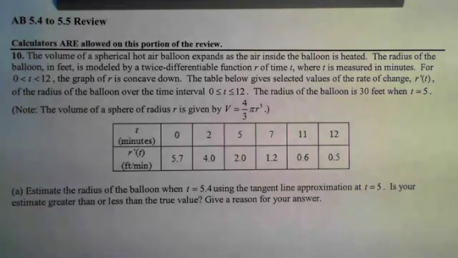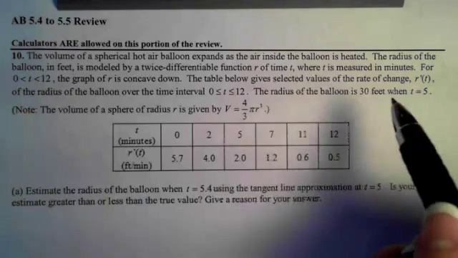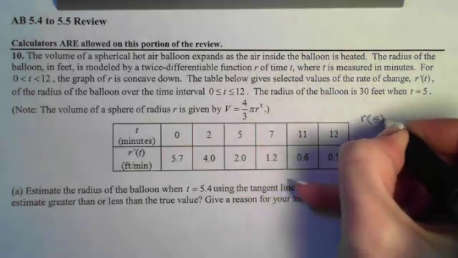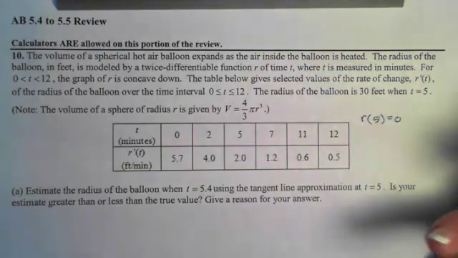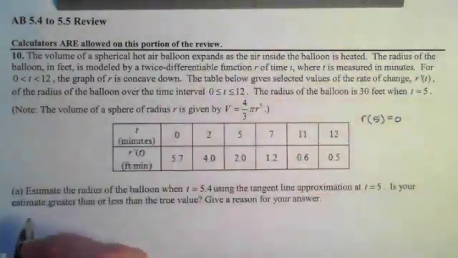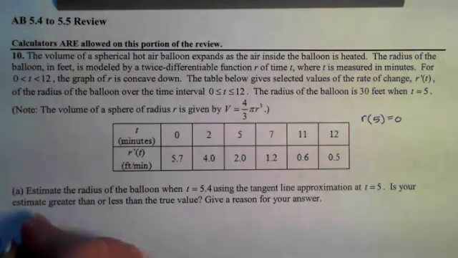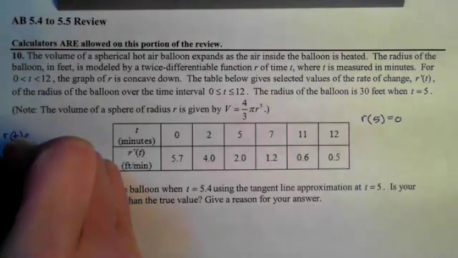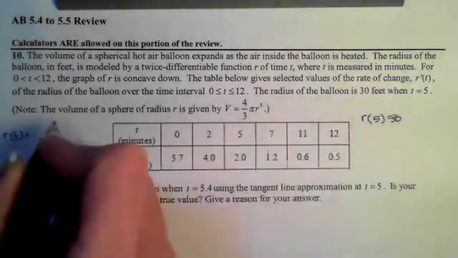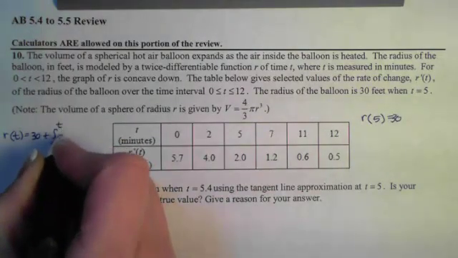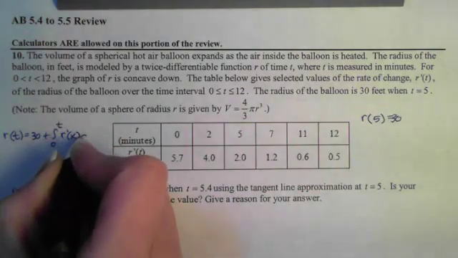If we read the information, we are given an initial radius. We're given that r of 0 is 30, and then we're given information about the rate at which that radius is changing. So we can write the radius at any time as 30 plus the accumulation from 0 to t on that r prime function.